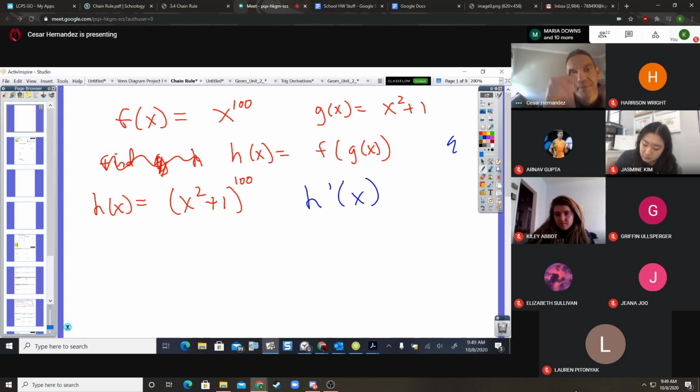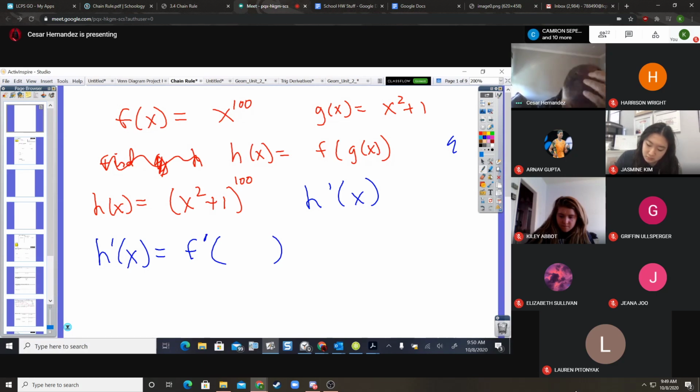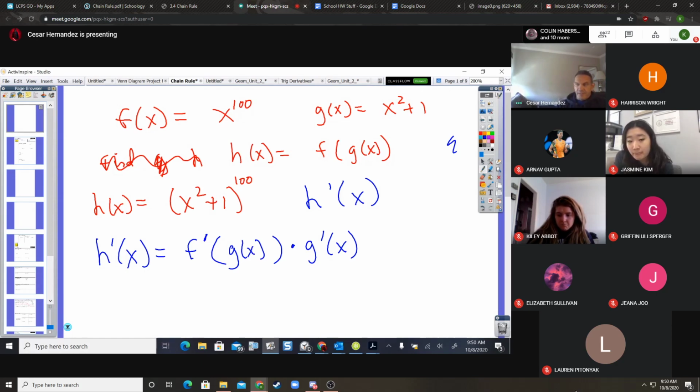Here is the actual formula. Take the derivative of the outside function, which I'm going to label as f prime. You keep the inside function, and then you multiply by the derivative of whatever was on the inside. I'll say that again: figure out what the outside function is, take the derivative of that, keep the inside function, and then multiply by the derivative of the inside function.